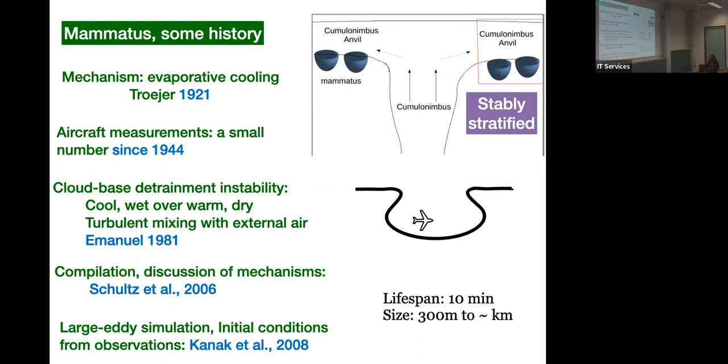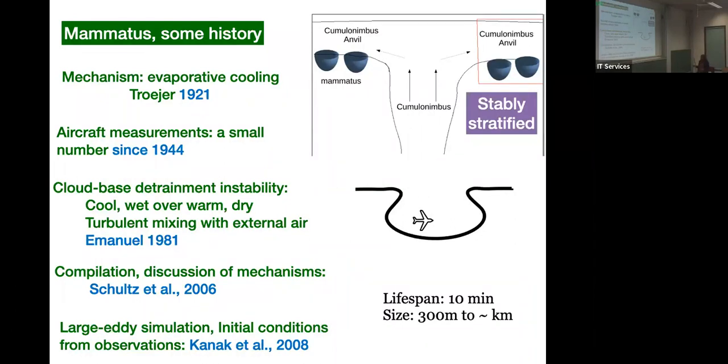And since 1944, there's been some interest in making aircraft measurements. So whenever people saw Mammatus, they've been trying to fly through it. And by the way, this is a 747, and the relative sizes are like this. So the Mammatus lobe could be much bigger than this. So this is what it looks like. People have been trying to measure things like temperature inside, but there are very few measurements. Of course, there are lots of radiosonde and radar measurements, and satellite measurements, but we still don't understand what forms them.